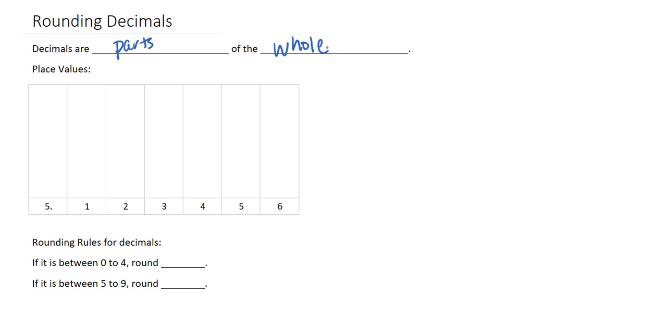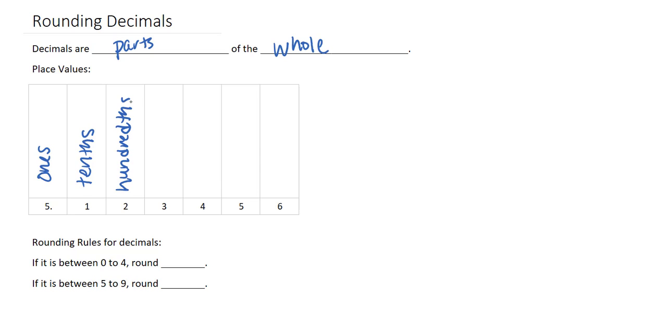Now let's go over place values because this is also really important. We have a 5 and then we have the dot, and this is going to be our ones place value. Now when we go to the right of the dot, we're going to have tenths, and then we're going to go on to our hundredths.